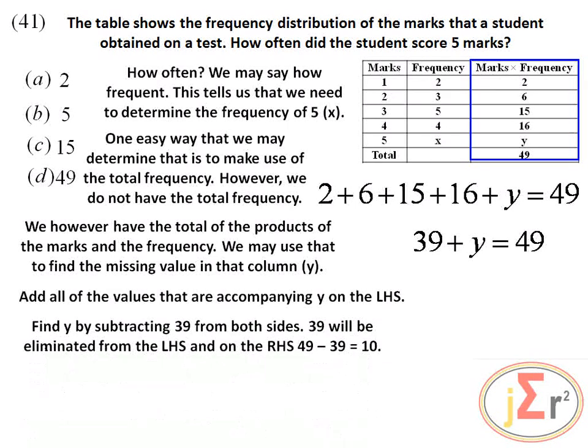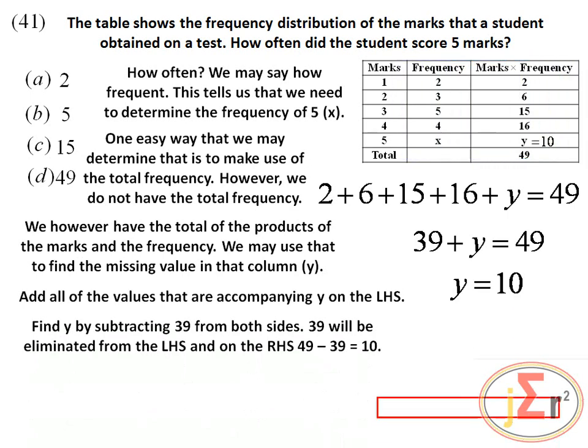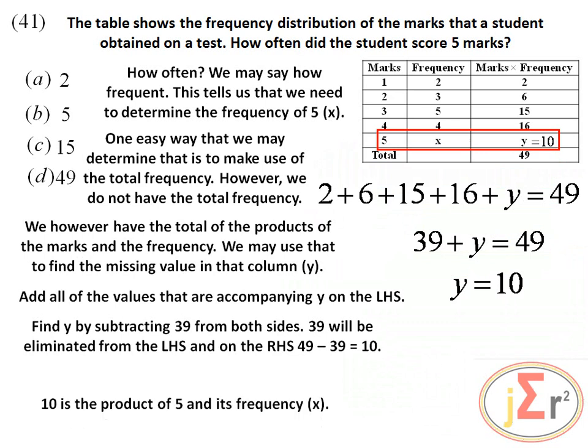Find y by subtracting 39 from both sides. 39 will be eliminated from the left hand side, and on the right hand side 49 minus 39 is equal to 10. So the value of y is 10. I have highlighted the entire row of the table in order that we may make more sense of the information there.